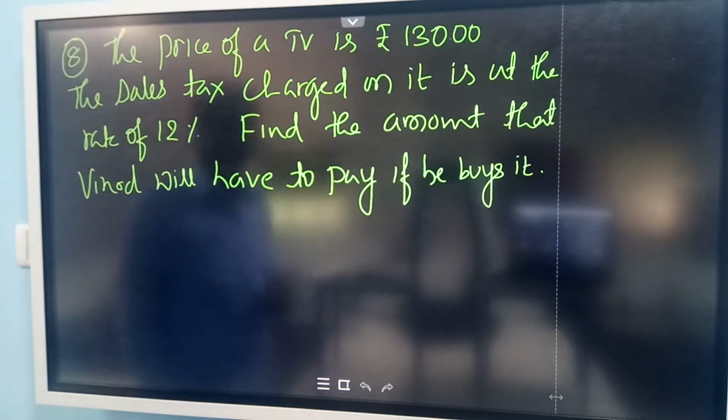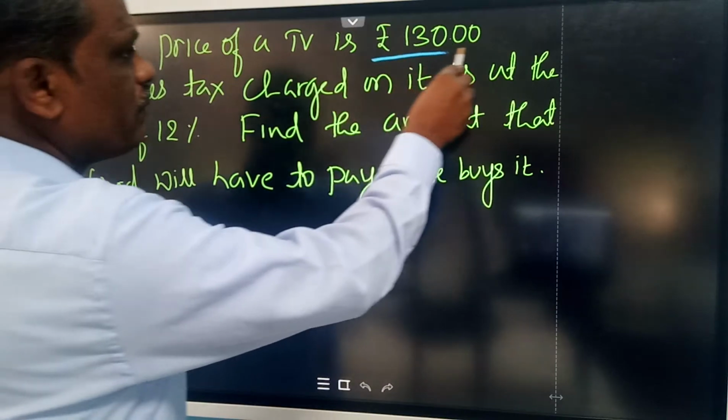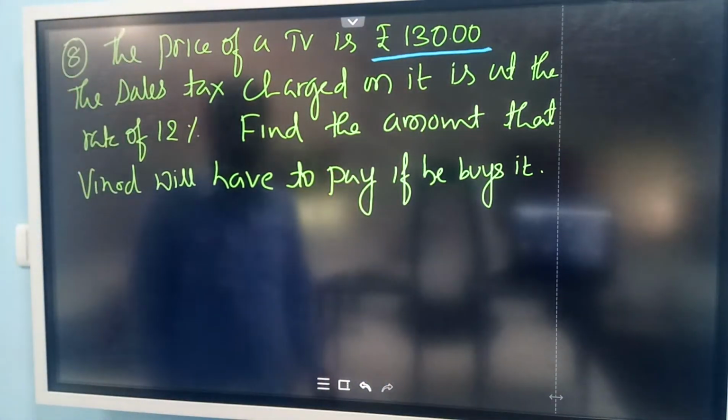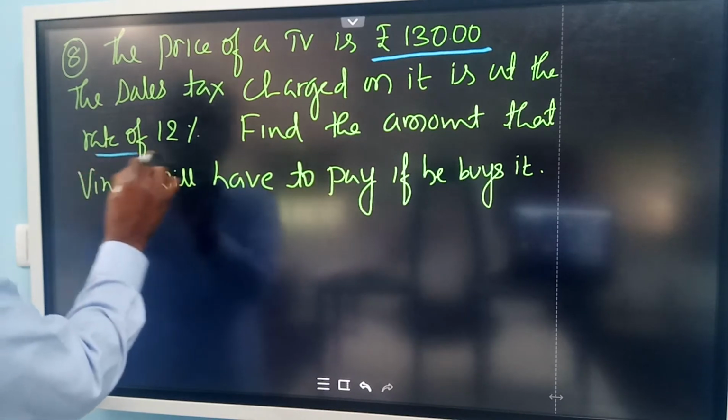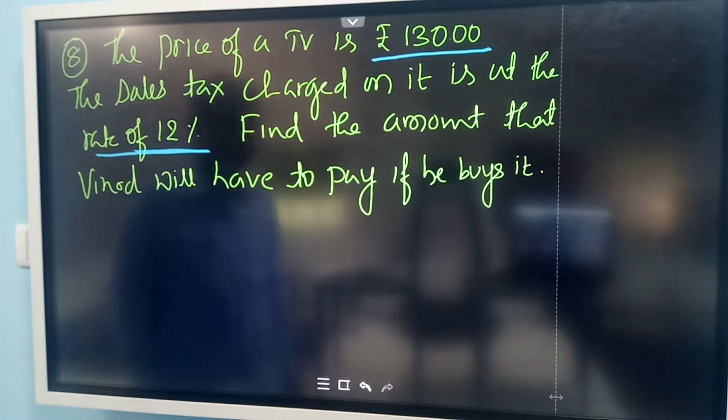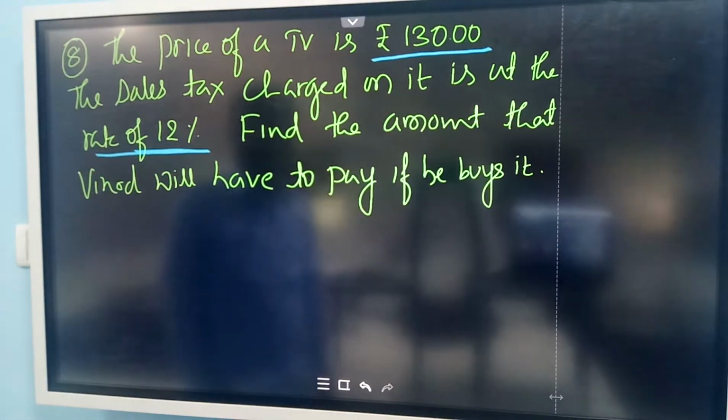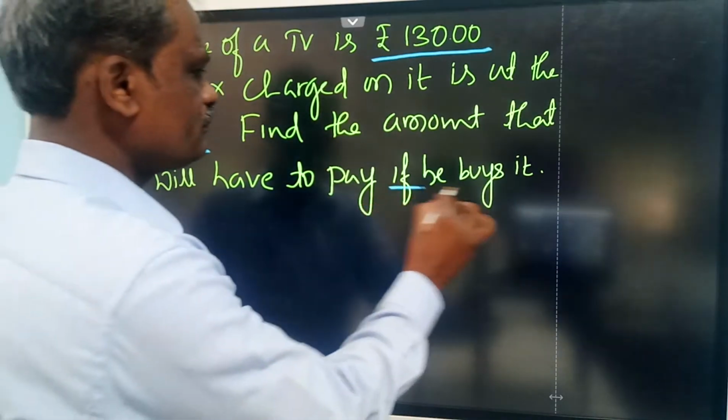So the given question is like this: the price of a TV is rupees 13,000. The sales tax charged on it is at the rate of 12%. Find the amount that Vinod will have to pay if he buys it.